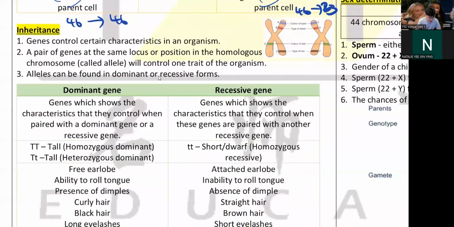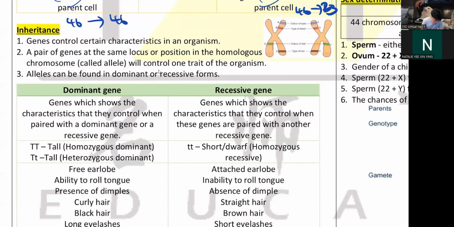Right, so anyway, let's talk about inheritance. Okay, this is what we want to focus on more. This should be the major part of this chapter, which is inheritance. So this is the important one.